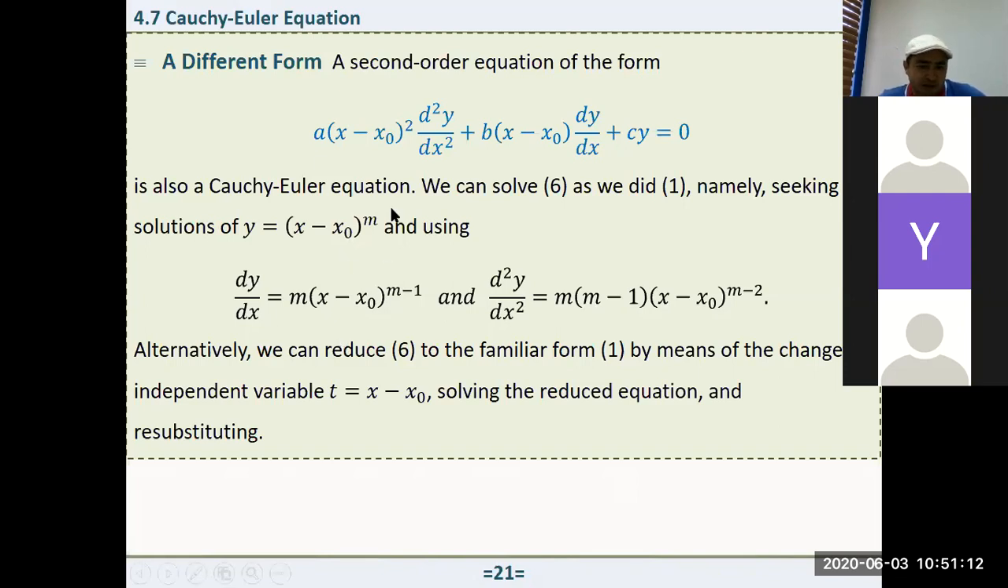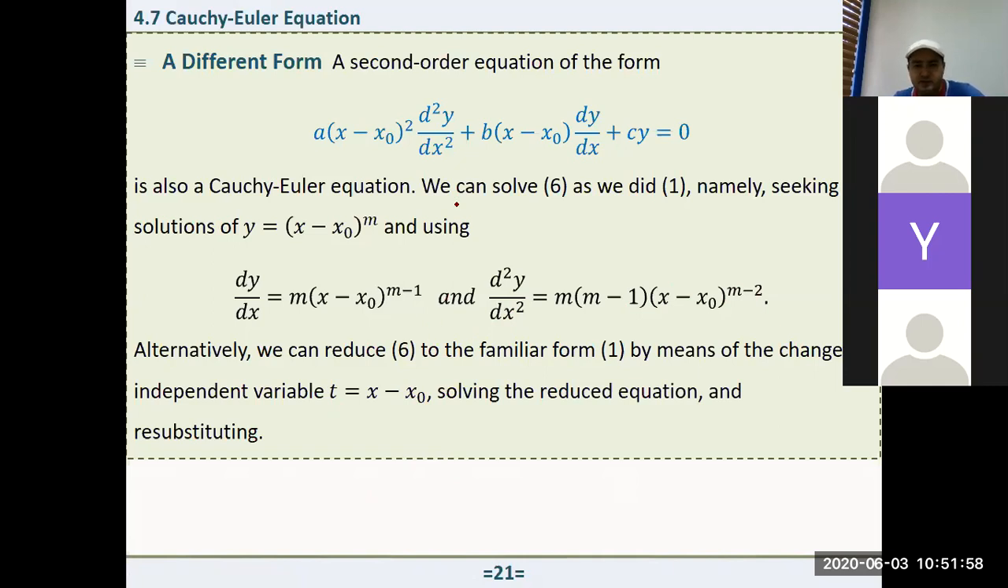So when we do this substitution and put it into this equation, dy/dx becomes m comes to the front, (x minus x sub 0) to the power m minus 1. And if you differentiate one more time, the second order derivative of y is m times m minus 1 times (x minus x sub 0) to the power m minus 2. After that, using again the substitution, we assume that x minus x sub 0 is equal to t. Also here we assume that x is never equal to x sub 0. We just solve the reduced equation and resubstituting, we will get the solution of this equation.